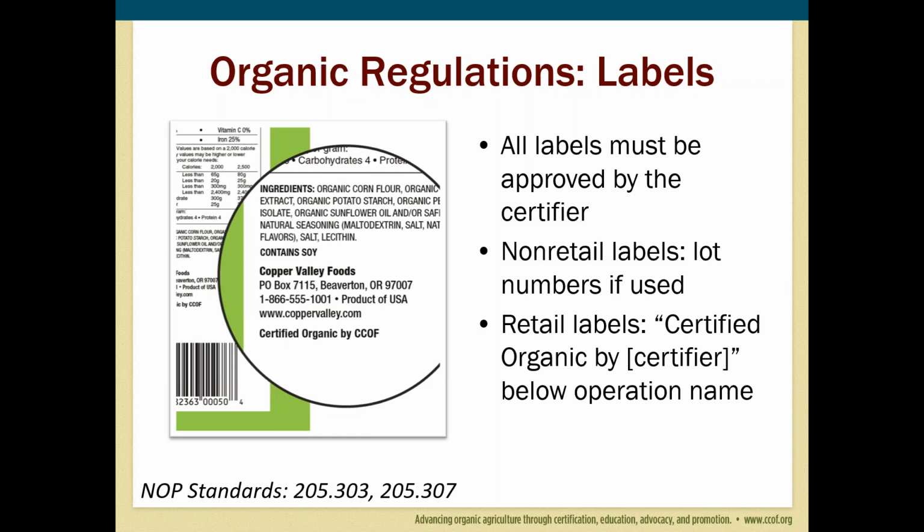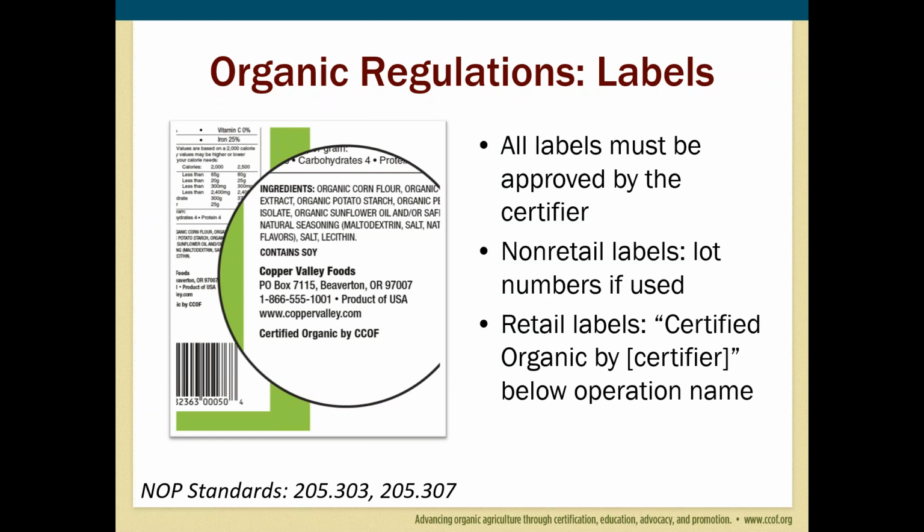So the requirements are pretty straightforward when it comes to non-retail, like produce boxes or shipping bins. Essentially, for those types of labels, if your operation uses lot numbers, those need to be shown on the label. And beyond that, the label needs to be sufficient to identify the organic status of the product, whether you're using the word organic to do that, or using the lot numbering, or you have some other designation that preserves the organic identification of the product.